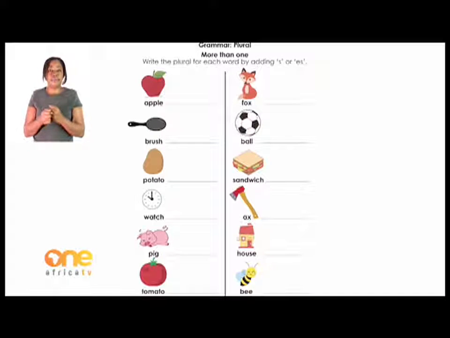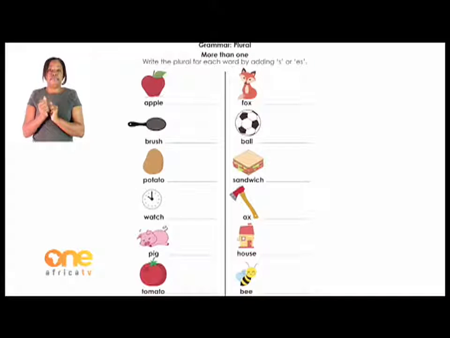They are many. The first one is an apple. If you write it in plural, are you going to add an S or ES? Brush, potato, watch, pig, tomato, fox, ball, sandwich, eggs, house, bee. So check all those words and follow the rule that I have told you and see if you will get it right. Grade 2s, enjoy your work.